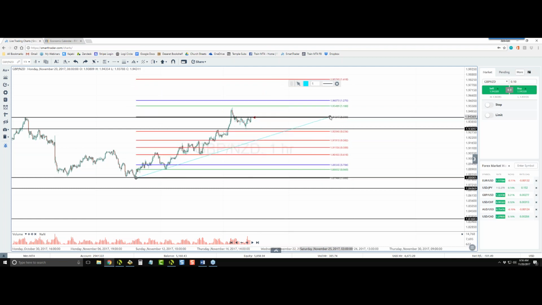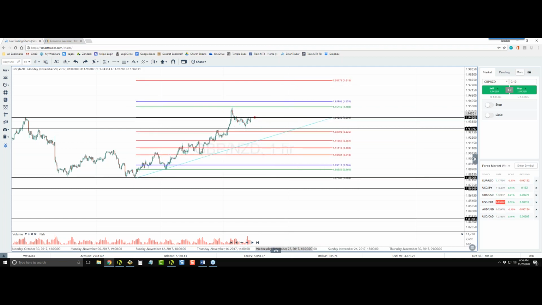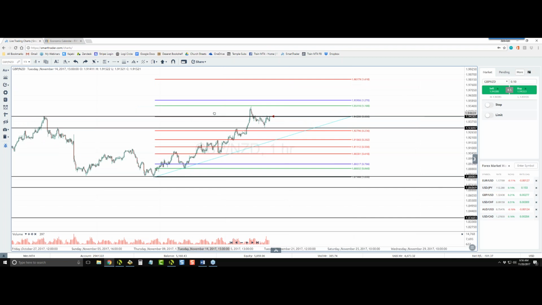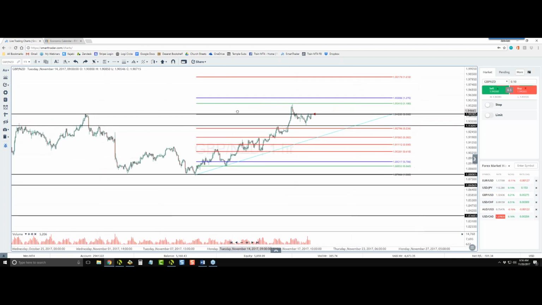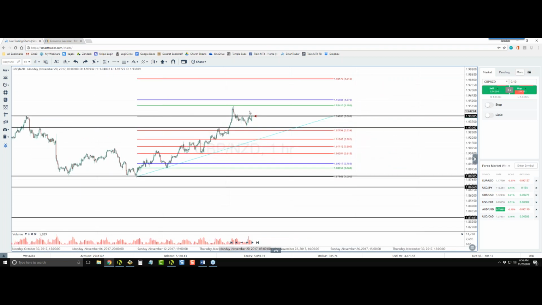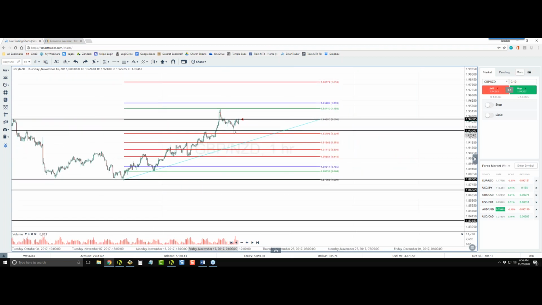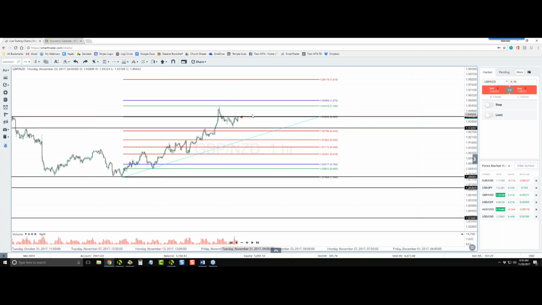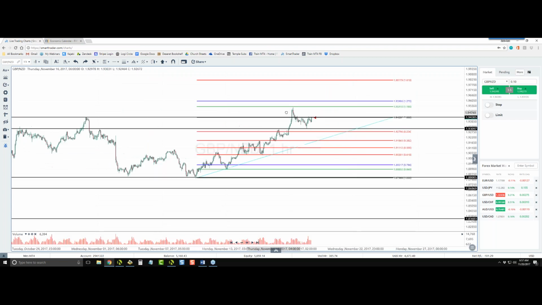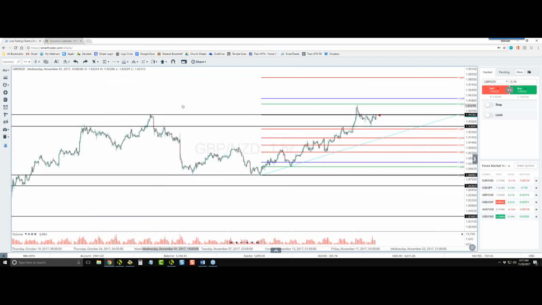That one's fun, but that one's not what I wanted. So for the moment, you know, we're still making new highs and we're still making higher lows as well. But I still don't feel very comfortable with this being a buy trade, just because we've had so much movement like that in the past.